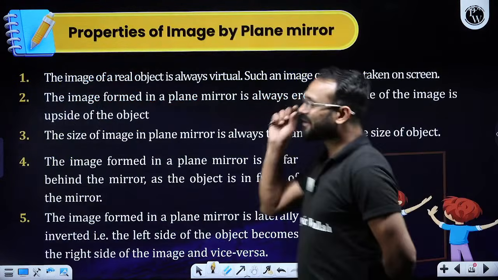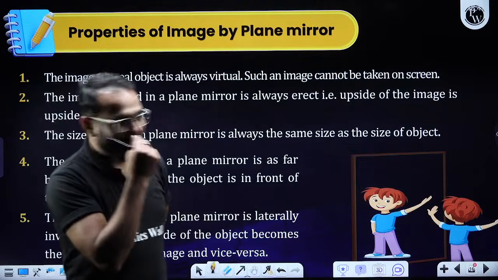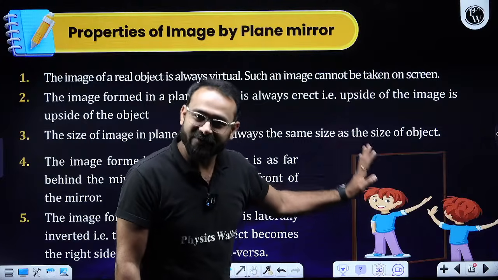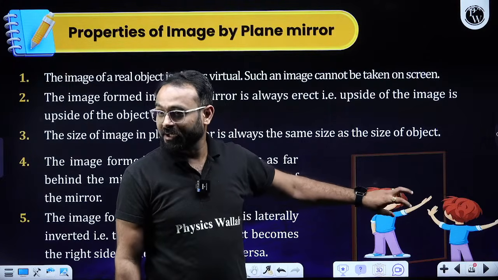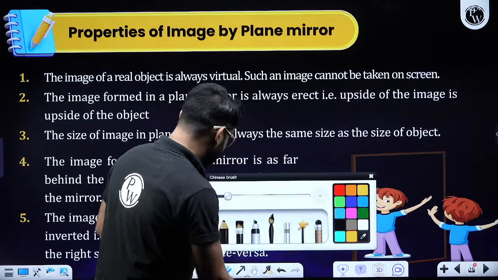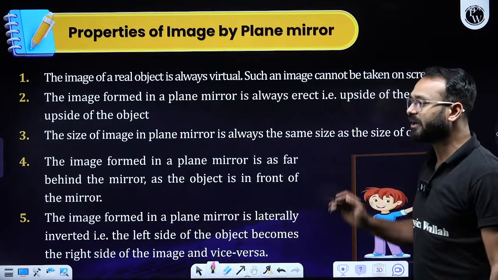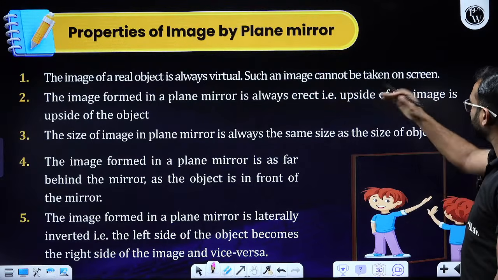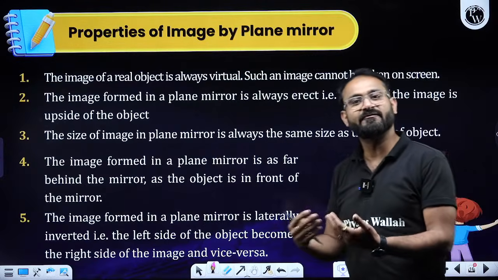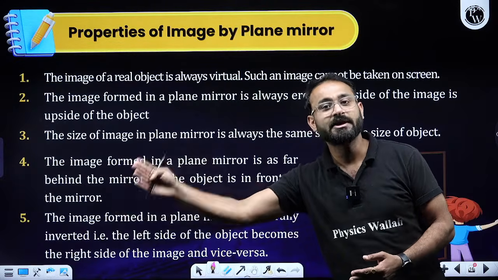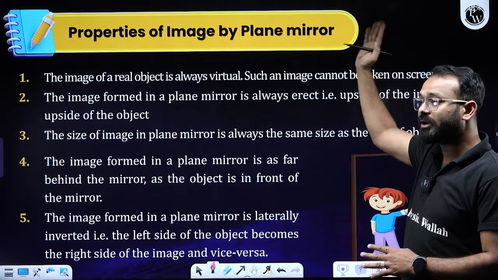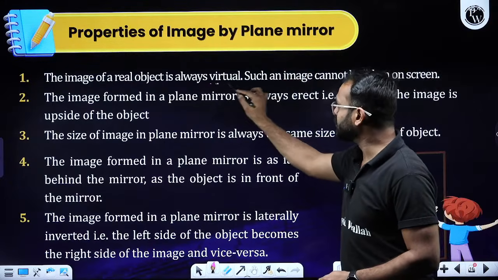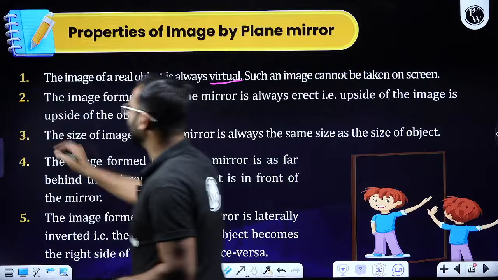Good. Now talking about the properties of the image by the plane mirror. What properties do we actually observe? The very first property: the image of a real object is always virtual. Such an image cannot be taken on a screen. If you are standing in front of the plane mirror, you can see the image, and we do not require any screen, and that is virtual. Point number one.